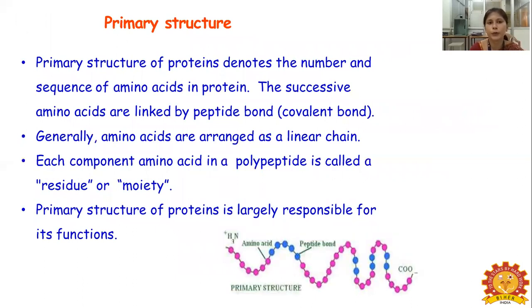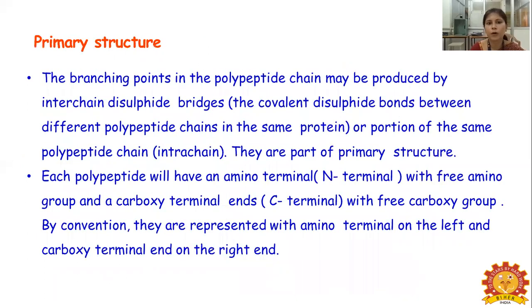The primary structure of a protein denotes the number and sequence of amino acids in the protein. The successive amino acids are linked by peptide bonds, which we know are a type of covalent bond, and generally amino acids are arranged as a linear chain. Each amino acid component in a polypeptide is called a residue or moiety. The primary structure of the protein is largely responsible for its function. The branching points in the polypeptide chain may be produced by interchain disulfide bridges, covalent disulfide bonds between different polypeptide chains in the same protein, or within the same polypeptide chain, which is called intrachain. They are part of the primary structure.